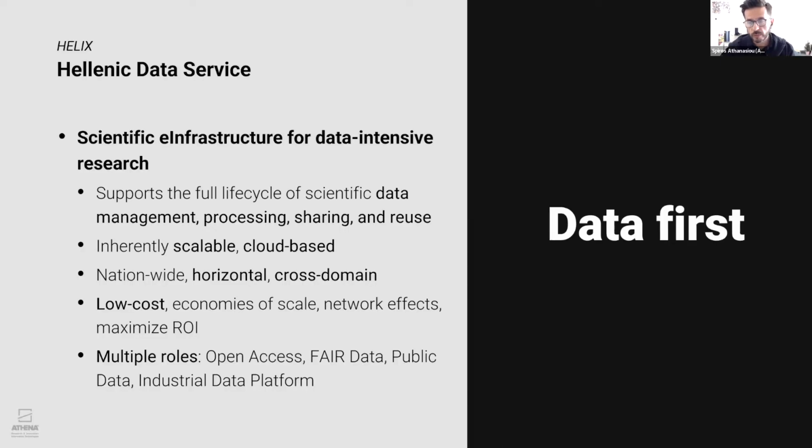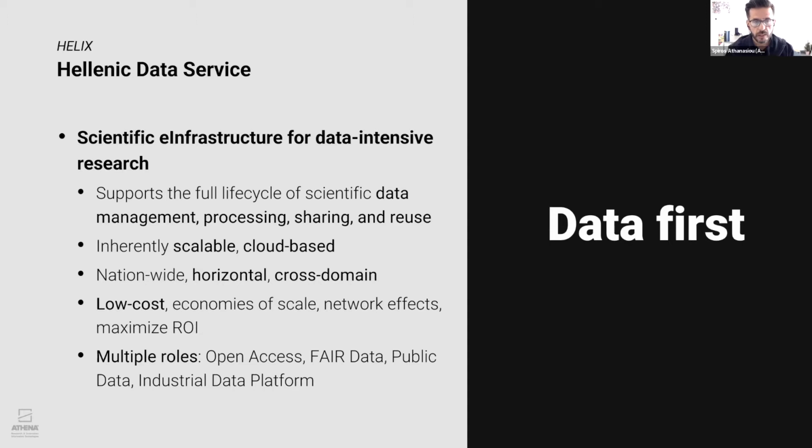So we put data first. It is, if we want to give it a specific definition, an infrastructure for data-intensive research. It supports the full life cycle of scientific data management, processing, sharing, and reuse. It's by design scalable and cloud-based. It has a nationwide horizontal cross-domain coverage. We don't focus on a specific domain, thematic area, or priority. All data, all scientists are welcomed.